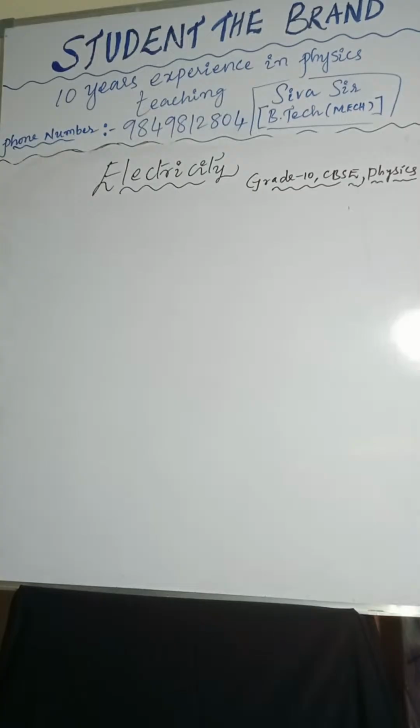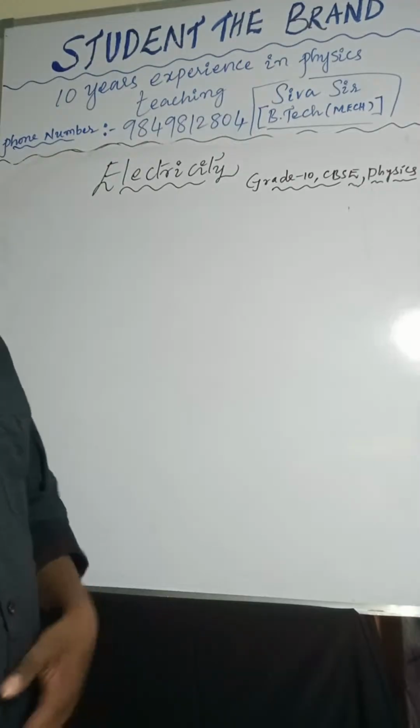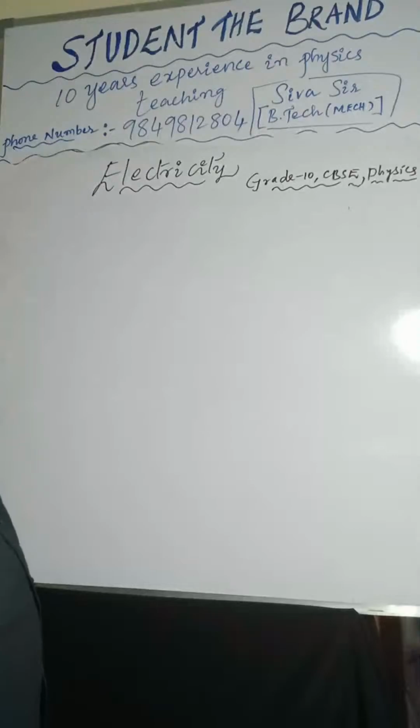I hope it is clear now. Electric current: rate of flow of charge. I equal to Q by T. So we are discussing the electric current definition.